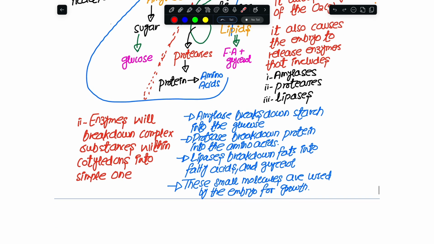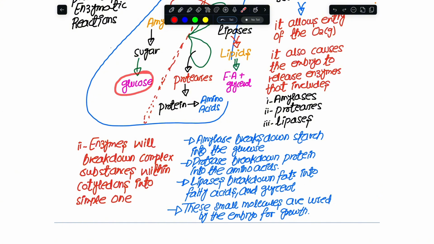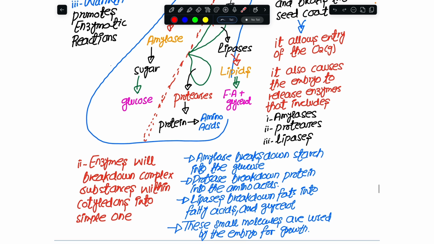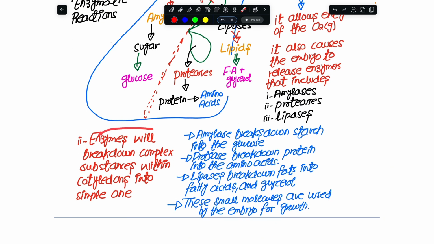Since we have made small soluble molecules, they can be used up by the embryo for its growth. If I were to read this point for you, the enzymes released out of the embryo break down the complex substances in the cotyledon into simple ones. The amylase breaks down stored starch in the cotyledon into glucose. The protease breaks down the stored protein into amino acids. And the lipases break down the stored fat into fatty acids and cholesterol. Now they have become small molecules and they are used by the embryo for growth.